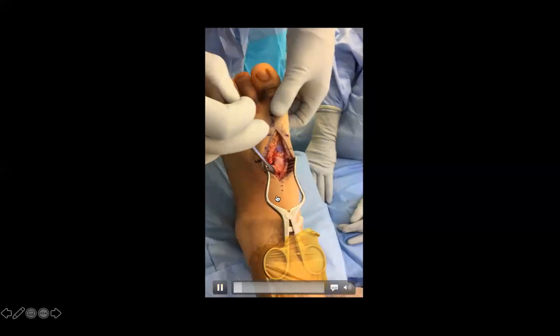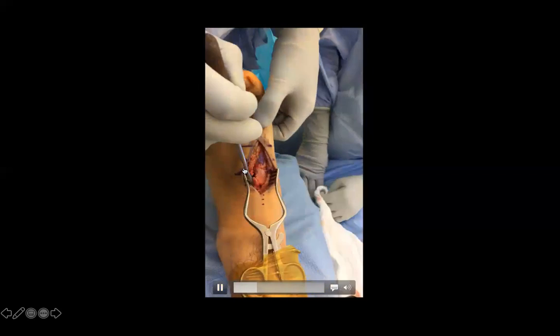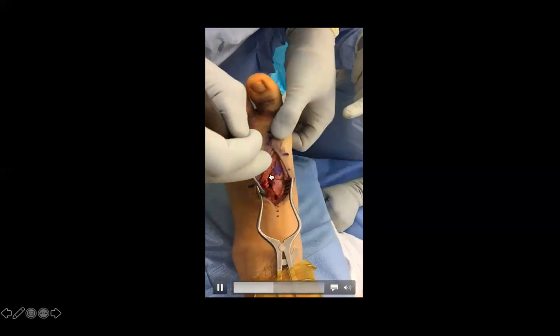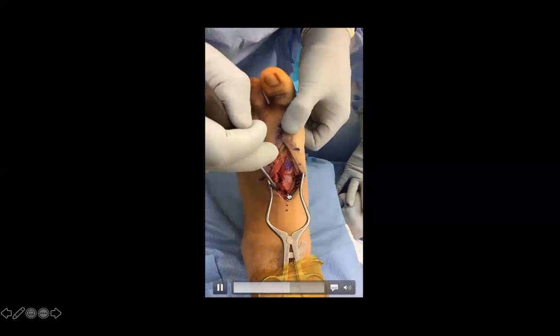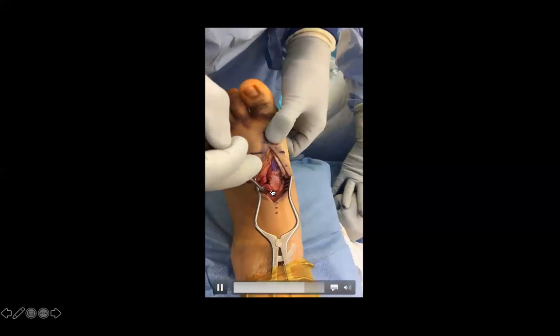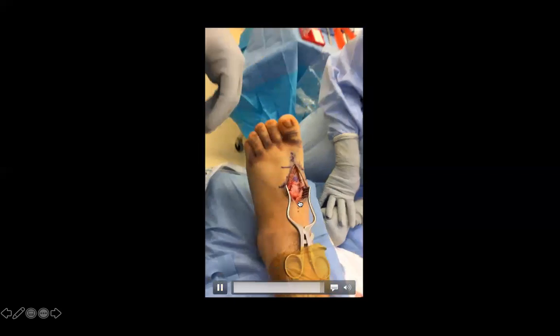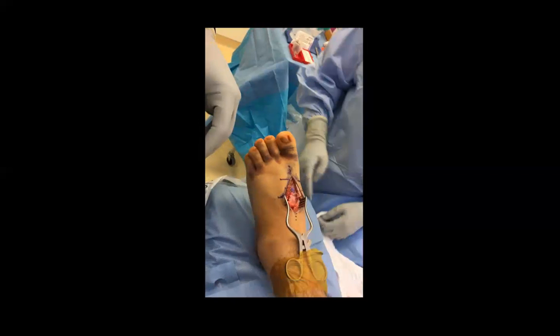So this one clearly had an instability at the base of the second metatarsal, but there was also this instability extending up into the intercuneiform joint. So that's the medial cuneiform moving next to the middle cuneiform. And so that intercuneiform joint also has to be stabilized.